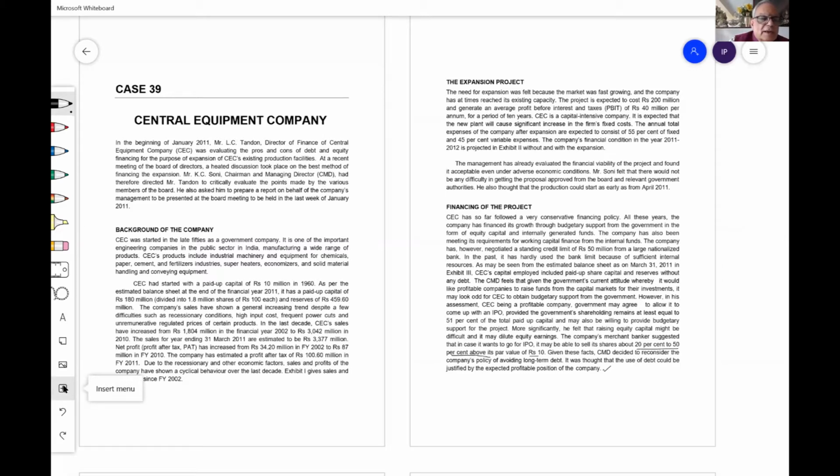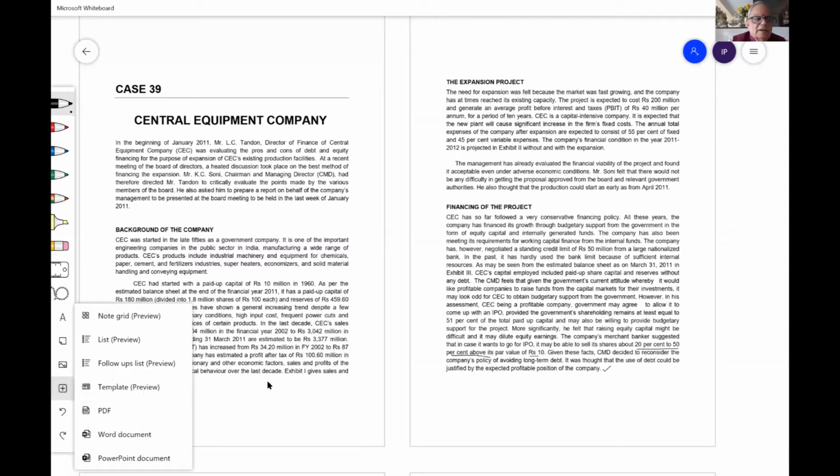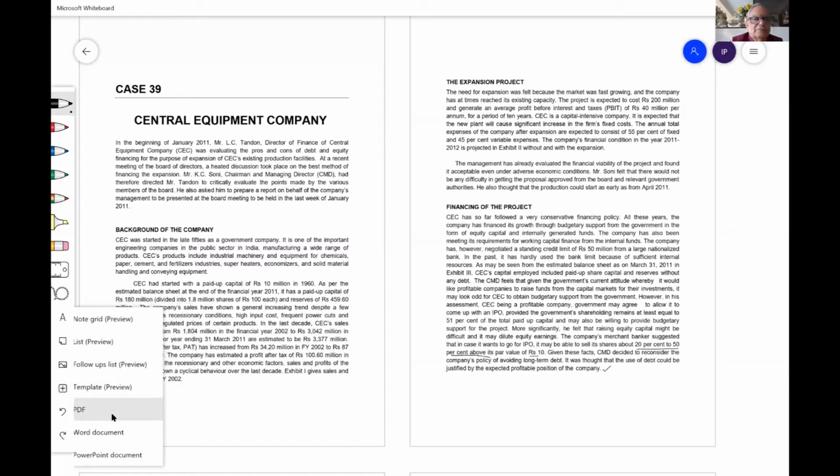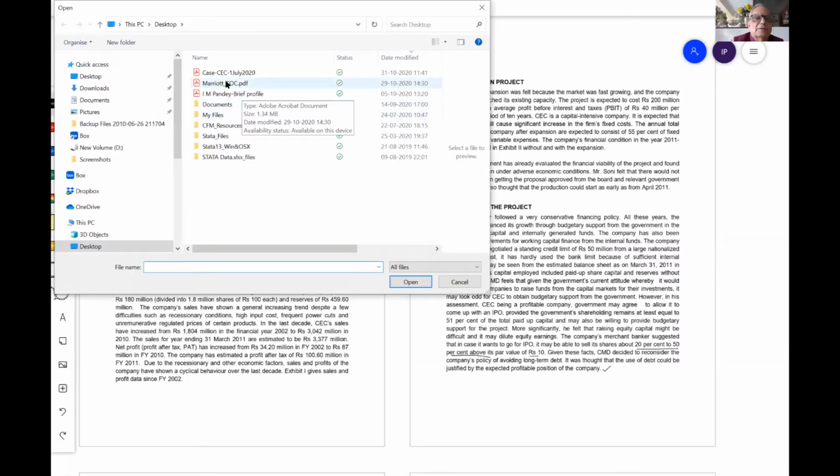Now, when you import, let me show you, if I import some other document, let's say some other PDF from my browser, let me bring this Marriott cost of capital, let's say this one here.